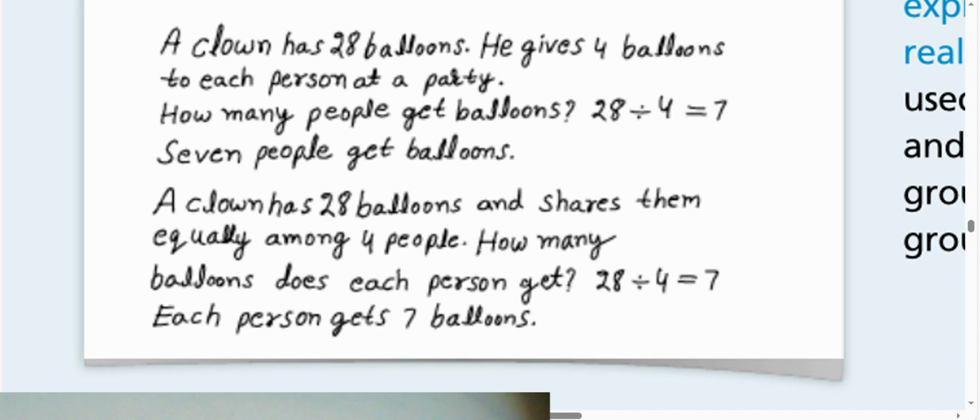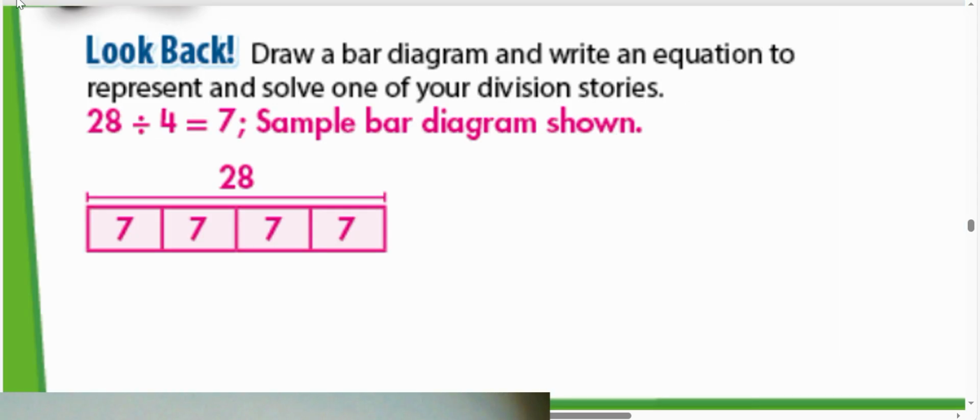You can use this story to find the answer. You can use models here to find the answer. 28 divided by 4 equals 7. Use a bar model here and divide it into 4 parts. Each part contains 7.